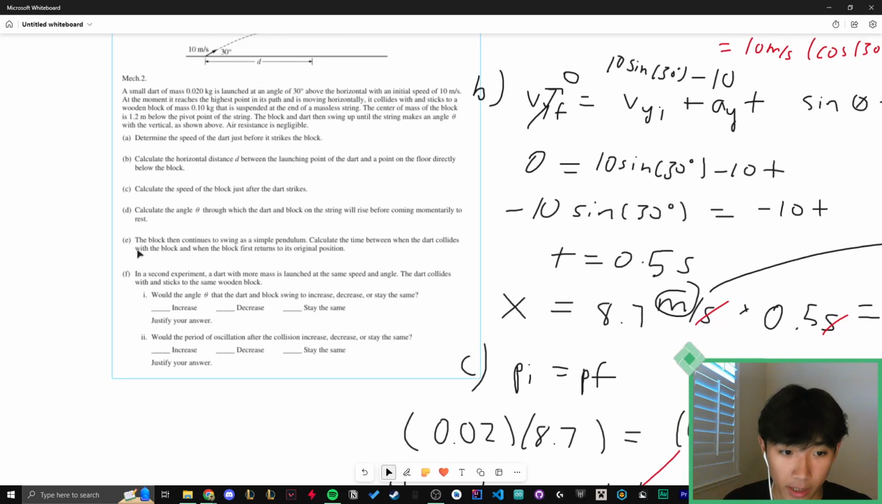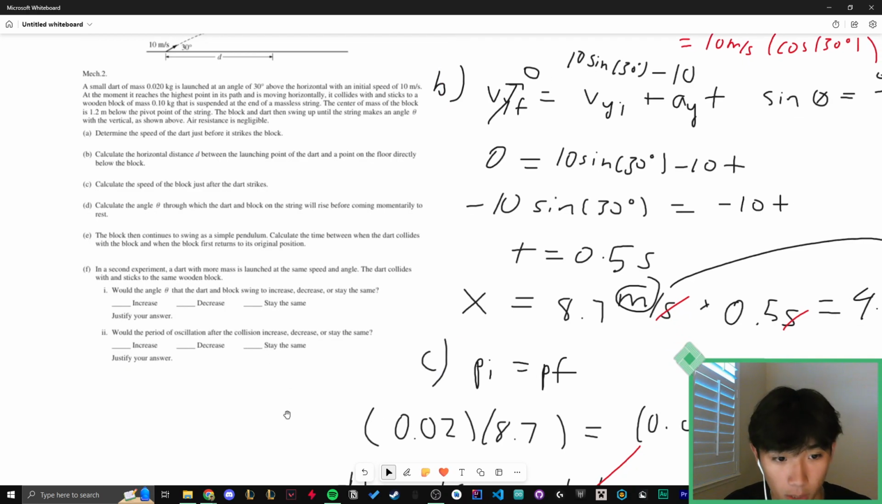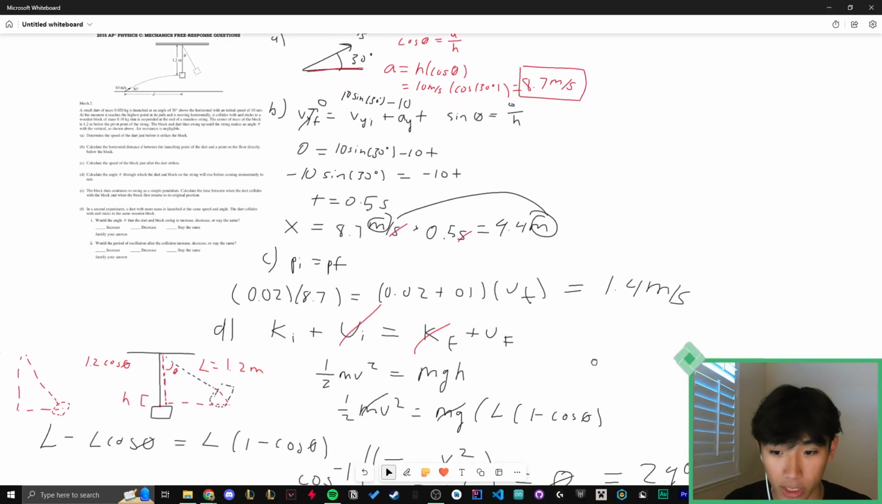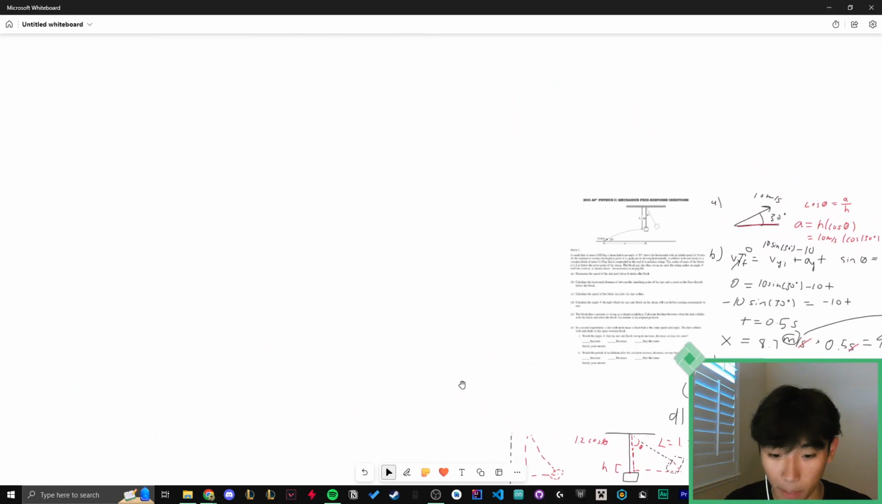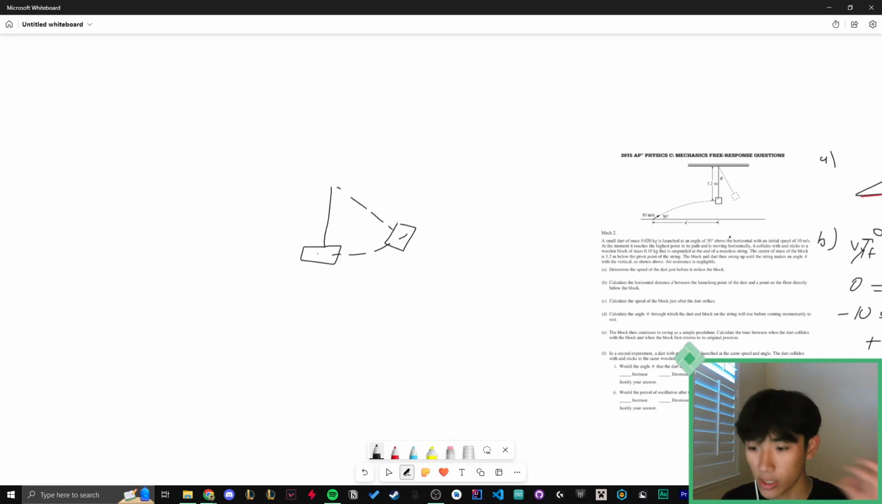Okay, part E. The block then continues to swing as a simple pendulum. Calculate the time between when the dart collides with the block and the block's return. Basically, it's really just a pendulum if you think about it. A pendulum is something like a ball that swings back and forth. So this is just a block with the dart in it, and it swings here, and it swings back. If we're trying to find the period, that's the time.